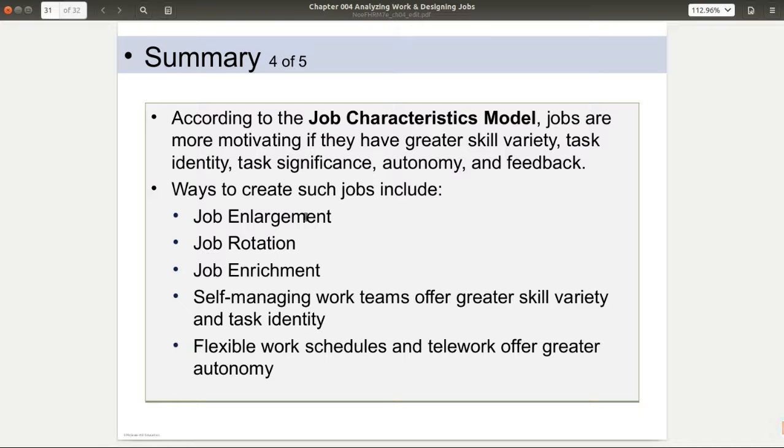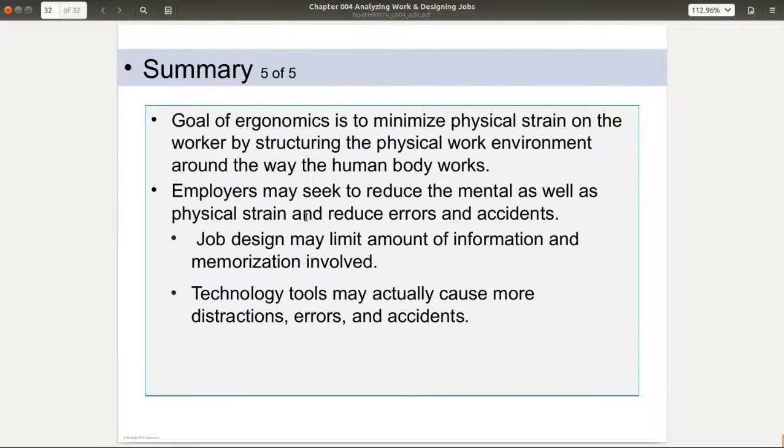We want to think about the job characteristics model, where we can make things more motivating for folks so that they can stay engaged and be a part of the organization. We also want to be thinking about ergonomics. What are we doing to reduce the physical aspects and the probabilities and possibilities of joint problems and things like that because of the job that people are doing?